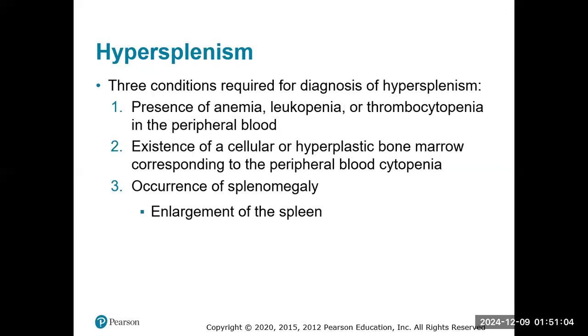Kind of mentioned some of these. So if they're going to diagnose someone with hypersplenism, they need to have one of the three cytopenias, and they need to look at your bone marrow. And it's usually highly cellular, or what we call hyperplastic, or hyperplasia, in the bone marrow. And so you know you have enough cells in the bone marrow, but you don't see the cells in the peripheral blood. Then that tells you they're getting caught in the spleen. And then they look for enlargement of the spleen.